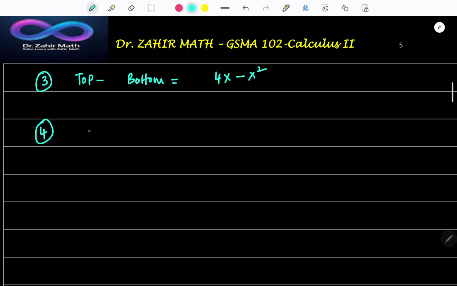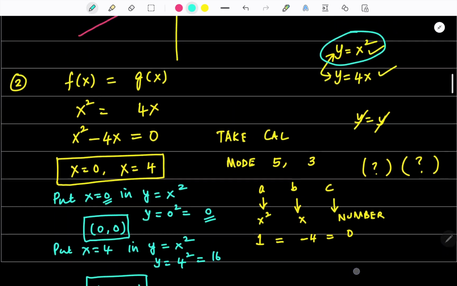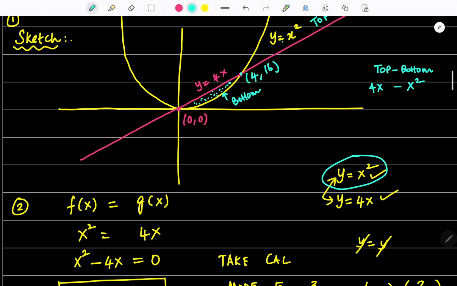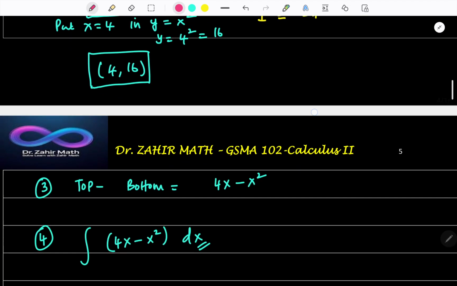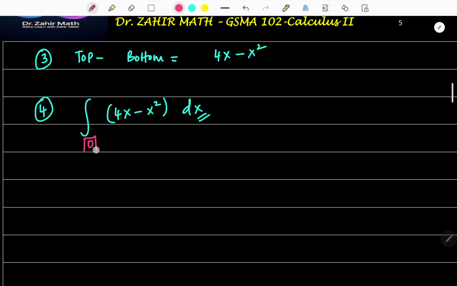Now step number 4, set up the integral. So which is 4x minus x square times dx. Now you want to find the limits for x. Always go from down to up. So this is your x, this is your y, and this is your x, and this is your y. So take your x point and take your x point. So x point is what? 0, and take your x point is what? 4. Very, very simple.